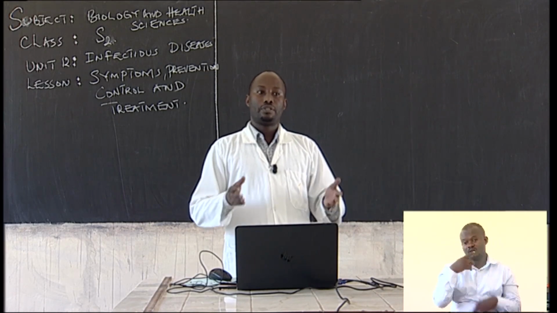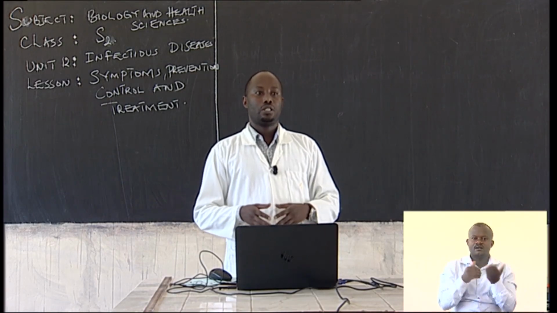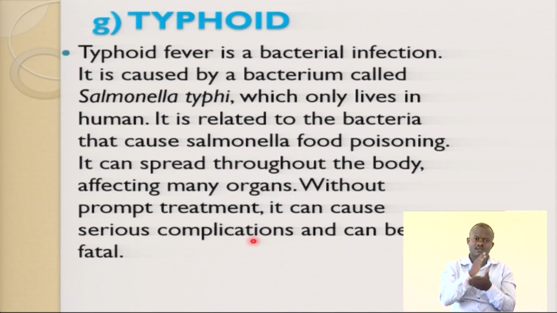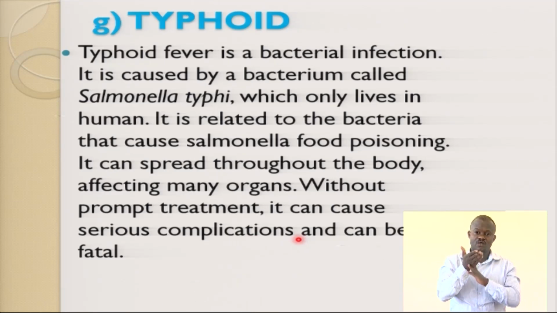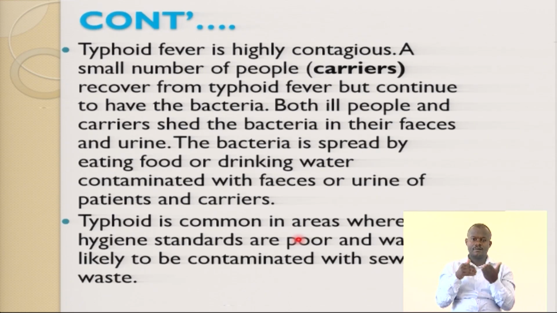Typhoid only lives in humans and is related to the bacteria that causes Salmonella food poisoning. It can spread through the body and affect many organs. Without prompt treatment, what happens? It can cause serious complications, and it can be fatal. It can be dangerous.